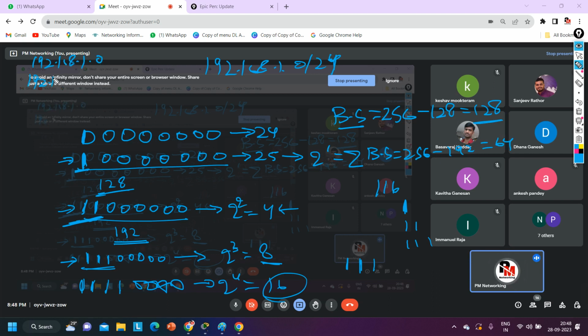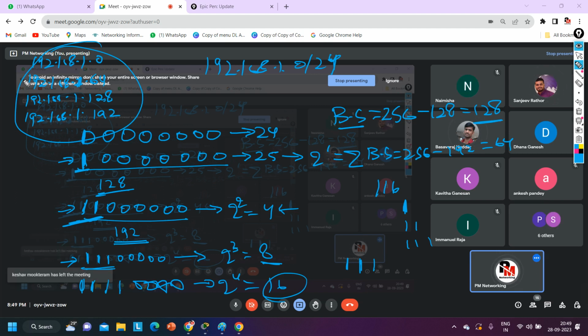That means my first network is 192.168.1.0. The second network is 192.168.1.64. The third network is 192.168.1.64 plus 64, that is 128. And my fourth network is 192.168.1.64 plus 64 plus 64, that is 192. These are the 4 networks. So with the help of block size, we identify from where the next network is starting. Is it clear? Block size.